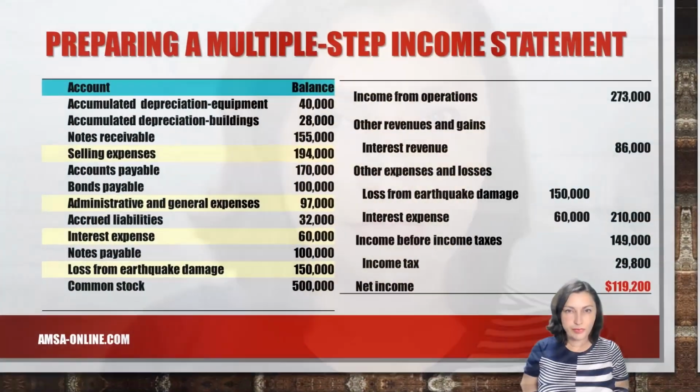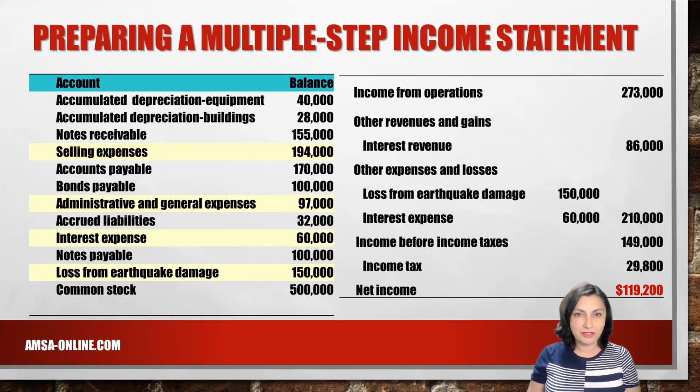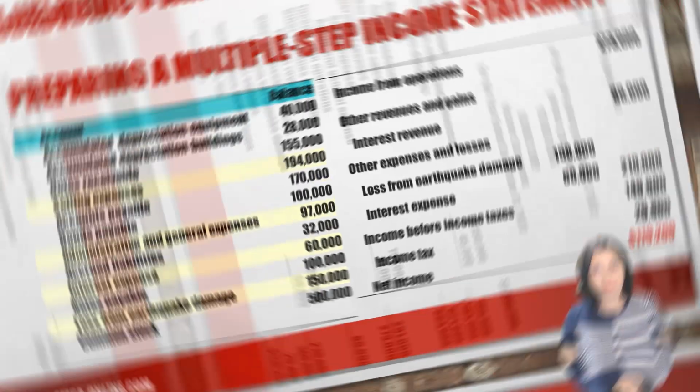Net income is the final measurement of the corporation's performance. Not only does net income measure the profit or loss from business operations, but it also measures the impact of any other secondary income activities or expenses. After we subtract all expenses from all revenues, the net income is $119,200. Note that if a company's expenses exceed revenues, the result is a net loss.